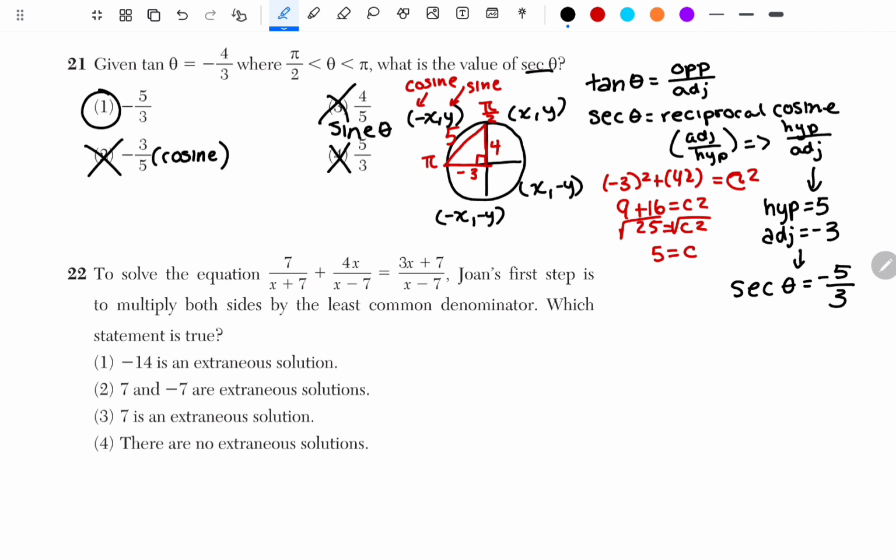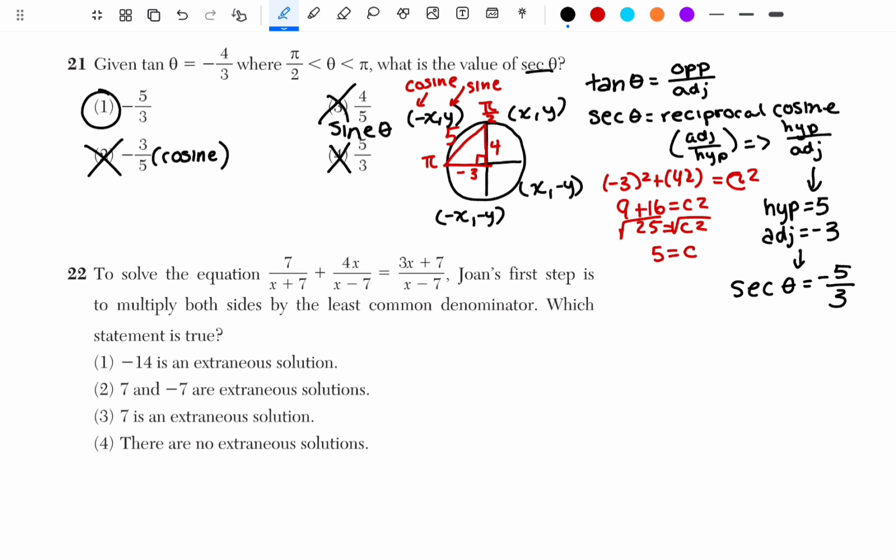And so our answer choice is 1. So through this process of first knowing where our tan theta is located on the unit circle, what secant means, finding the missing side, and then finding the missing hypotenuse, and then plugging into our secant formula, we were able to figure out this question.